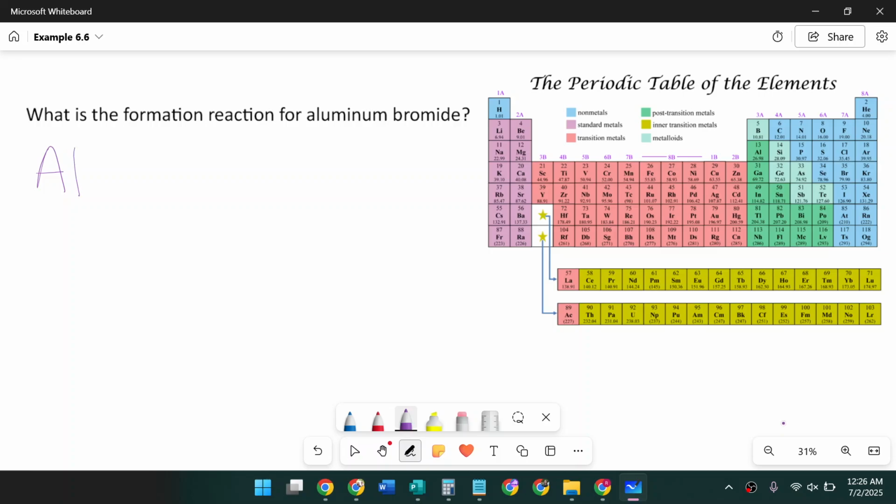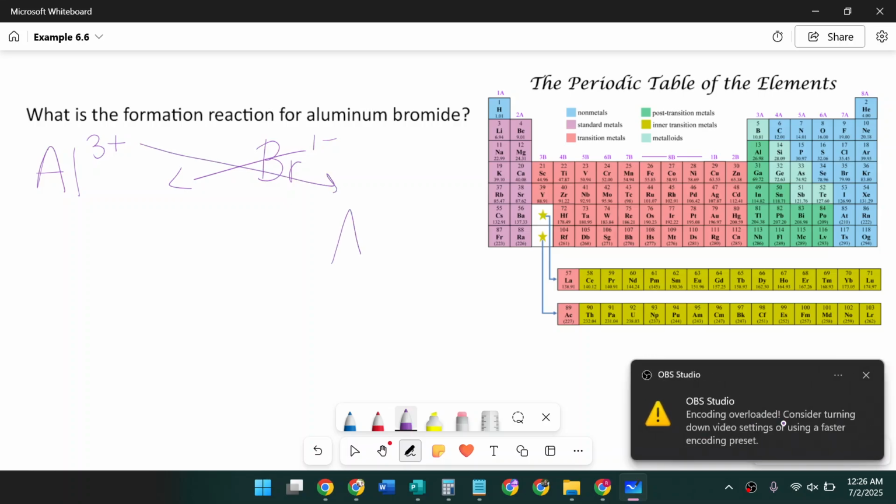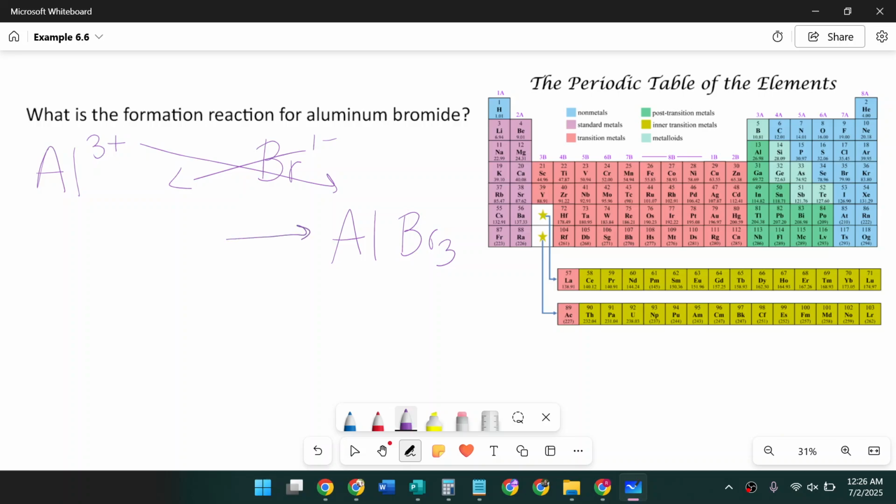So aluminum is in column 3A, so it has a +3 charge. Bromine is in 7, so it has a 1- charge. So when we mix them, we get aluminum with a 1 and bromine with a 3. So that's what we are creating in our reaction.